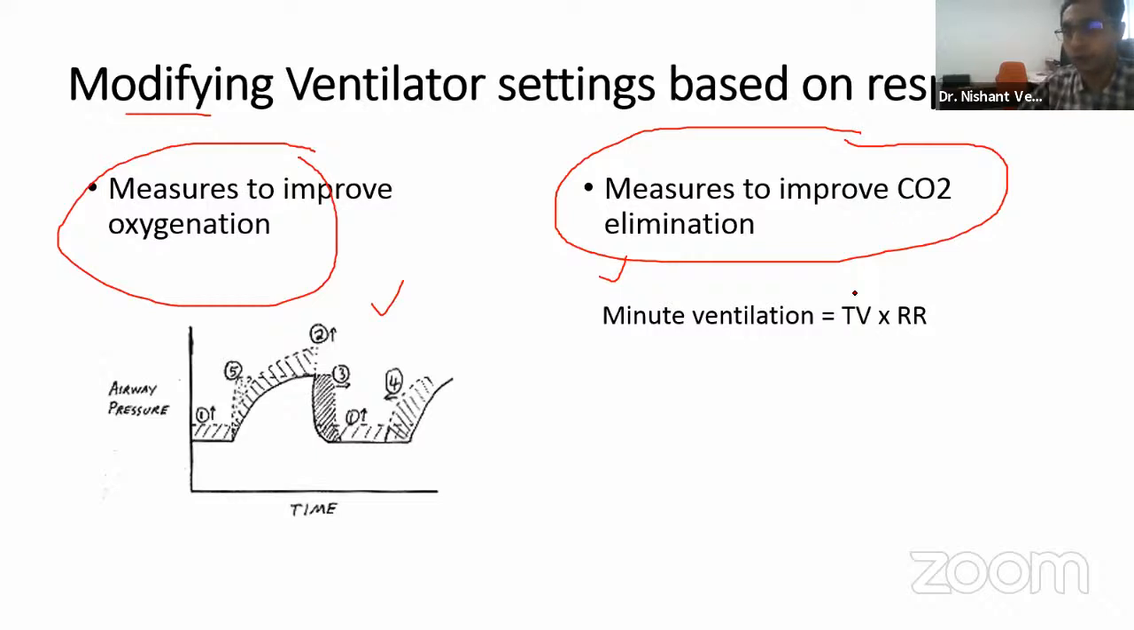For improving CO2 elimination, CO2 elimination is directly proportional to minute ventilation, which is the product of tidal volume and respiratory rate. So अगर आपको CO2 elimination बढ़ाना है, increase the tidal volume or increase the respiratory rate. So any of these two things can be done to increase CO2 elimination.